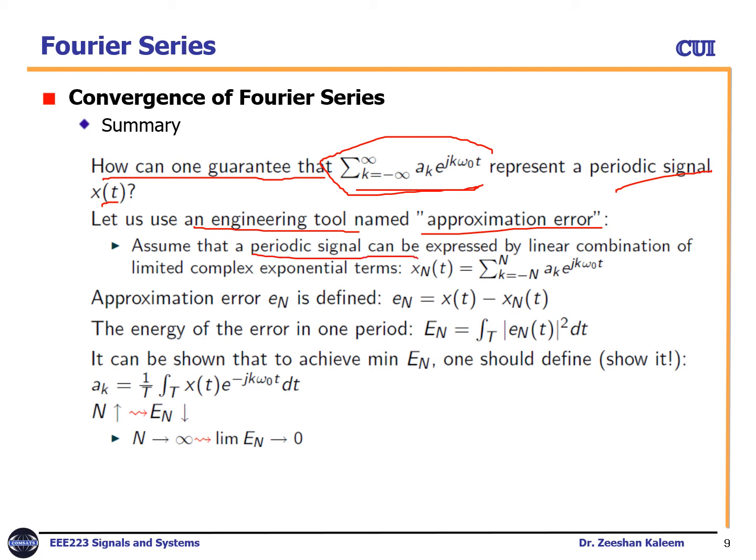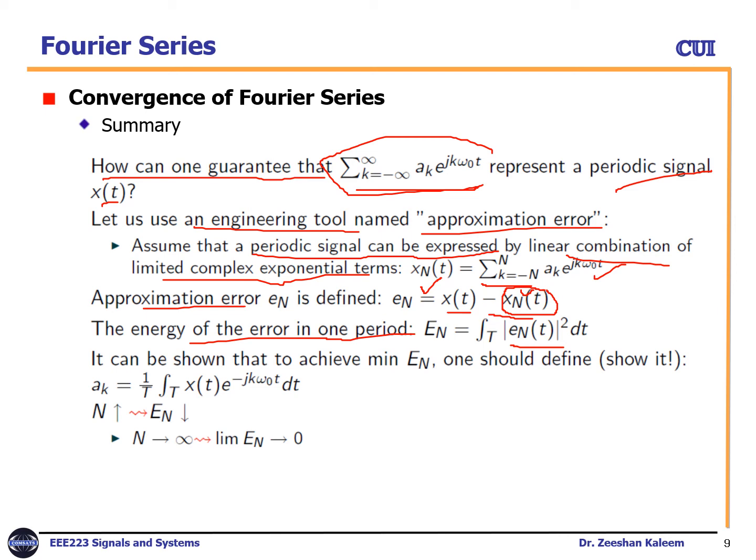Assume that a periodic signal can be expressed by a linear combination of a limited number of complex exponential terms, for example from minus N to N. The periodic signal can be expressed in terms of Fourier series coefficients. The approximation error is defined as the original signal minus the approximated signal with N, for example N equal to 20 or N equal to 30. So you have to find the approximation error. The energy of the error in one period is your signal energy; if you want to find the energy, you have to scale it over the period.